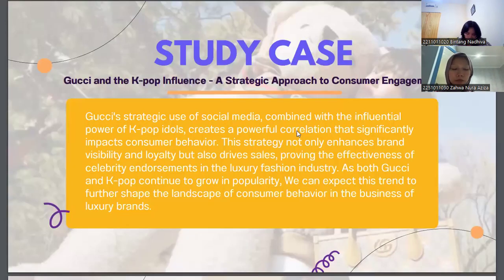So this is our case study, which is Gucci and the K-pop influence, a strategic approach to consumer engagement. Gucci's strategic use of social media combined with the influential power of K-pop idols creates a powerful correlation that significantly impacts consumer behavior. This strategy not only enhances brand visibility and loyalty, but also drives sales, proving the effectiveness of celebrity endorsement in the luxury fashion industry. As both Gucci and K-pop continue to grow in popularity, we can expect this trend to further shape the landscape of consumer behavior in the business of luxury brands.